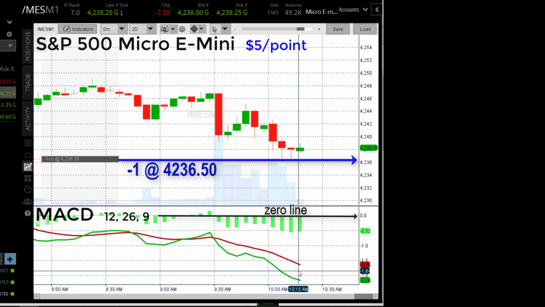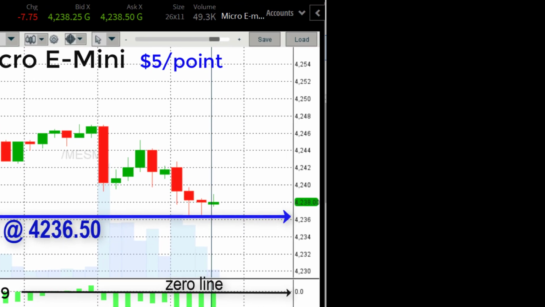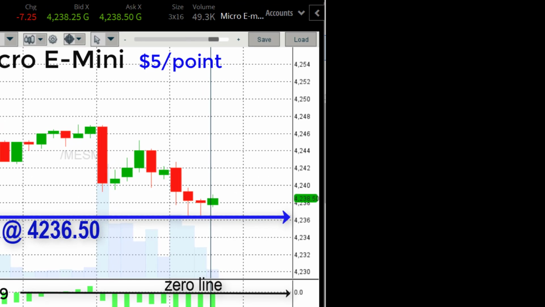Now what I'm thinking at this point, I'm calculating how much I would lose on this trade if it goes up to 42.40. It's 42.39 and a half. I'm sorry, 42.38 and a half right now. So I'm only down $10. So going up to 42.40 would be 3.5 points, and that would be $17.50 at $5 a point.